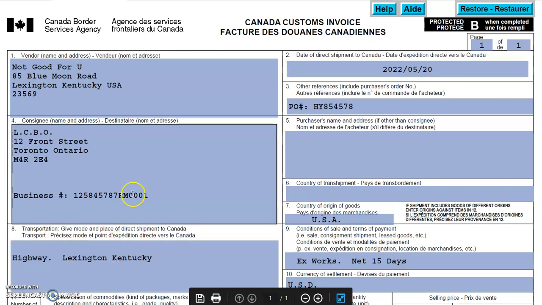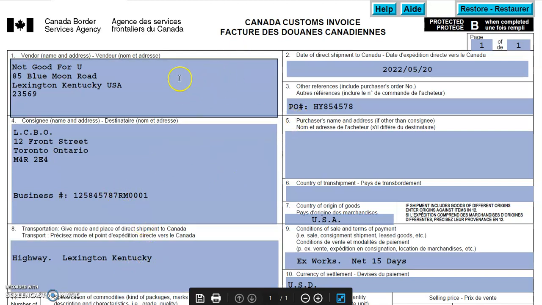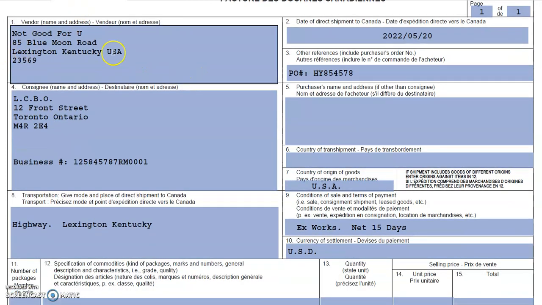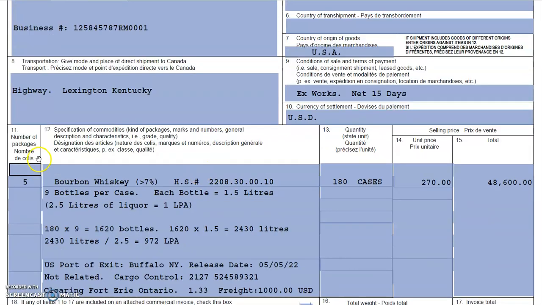All right, let's show you how to make a B3 for a liquor importation. It's a little bit different than you're used to. Here we have a shipment from Lexington, Kentucky, going to the LCBO, country of origin United States. It's coming by highway, and we've got bourbon whiskey, which is greater than 7%.